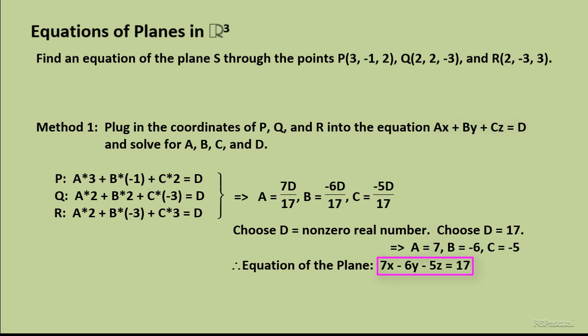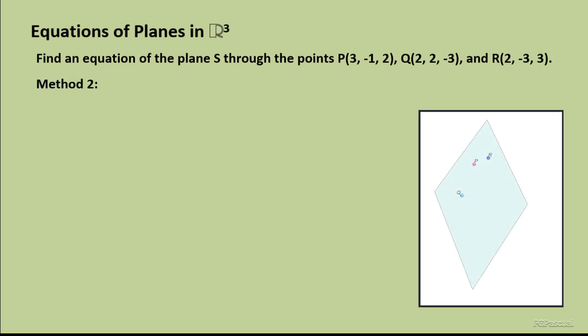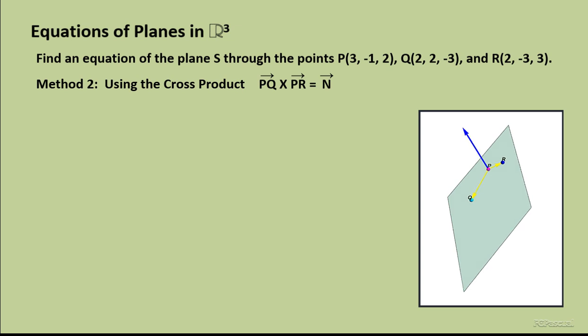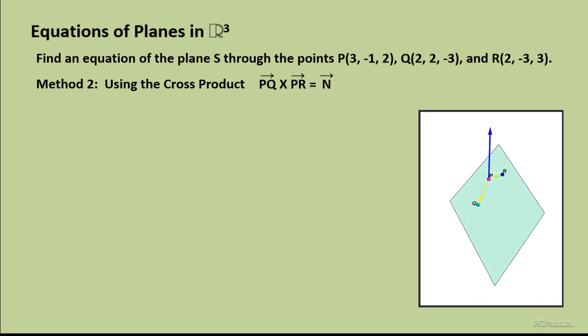The second method that we will employ uses vectors. The image on the right shows the 3 points P, Q, and R lying on the plane S. We take the vectors PQ and PR. The cross product of these two vectors is a vector that is normal or orthogonal to the plane S. In other words, the cross product of PQ and PR is perpendicular to S. Let us call this cross product vector n.